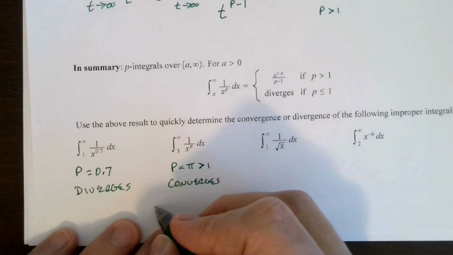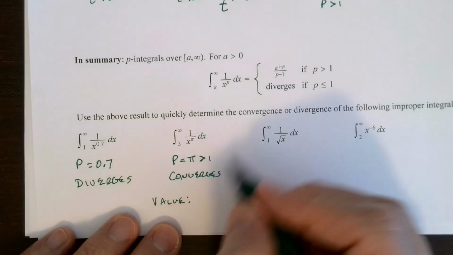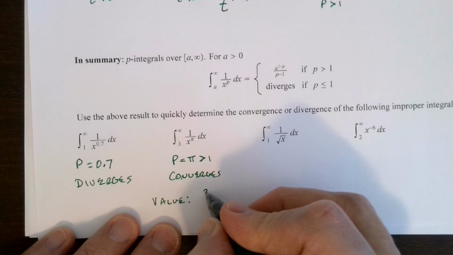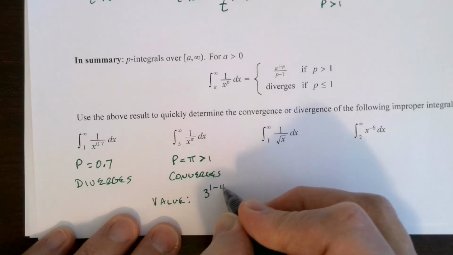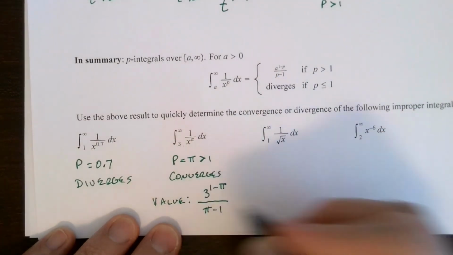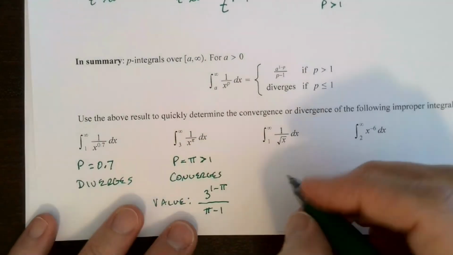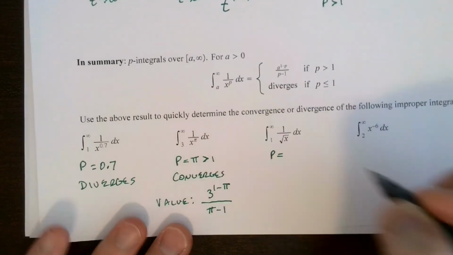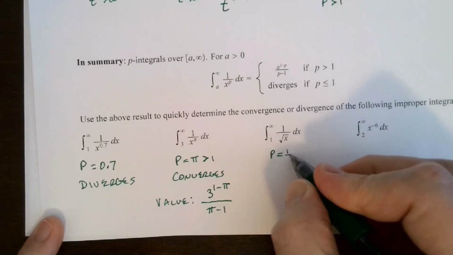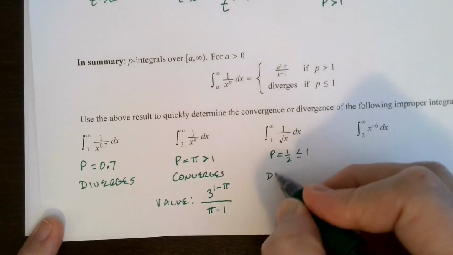And in fact, we can even find the value. What's the value of this? If we were to take the limit and do all the work, what would we get? We already know. It's a to the 1 minus p. A is 3, so it's 3 to the 1 minus pi, over pi minus 1. You can use your calculator to approximate it, but that's the value of it. It converges. What's the value of p here? Square root. What in the world's going on there? Oh yeah, x to the what? 1/2 power. P is 1/2. But 1/2 is again less than or equal to 1. So this diverges.